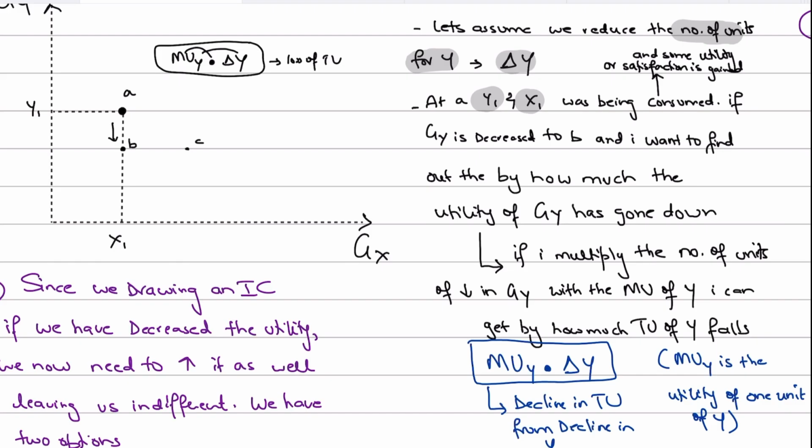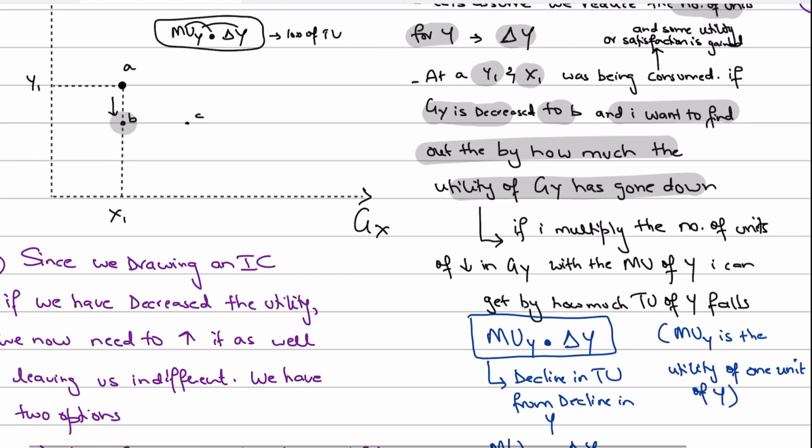So for example, let's say the consumption of good y is decreasing to point B, because at point B the consumption is going down, and I want to find out by how much the utility of good y has gone down. For that I can simply use the formula: the marginal utility of y multiplied by the change in y, right? Because that is going to tell me how much total utility, or total satisfaction, has been reduced from the decline in the consumption of good y.